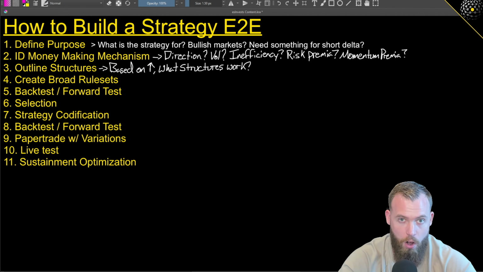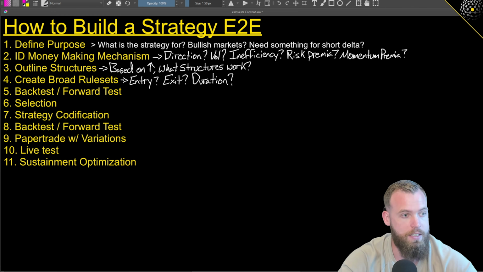Then maybe you can buy a call, then sell a put, so on and so forth. You can list out these different structures that work in this scenario. This is going to help us later. Then we need to create a basic rule set.